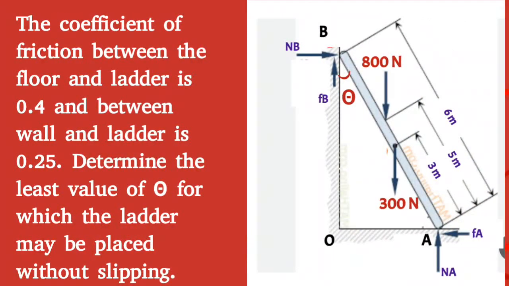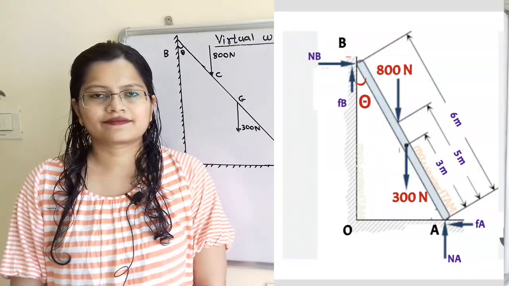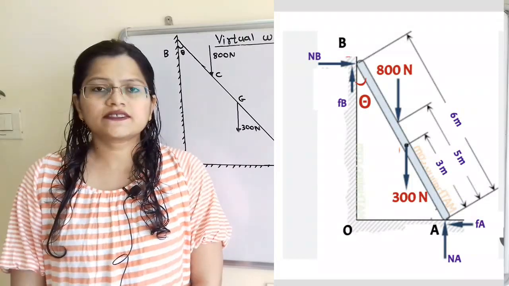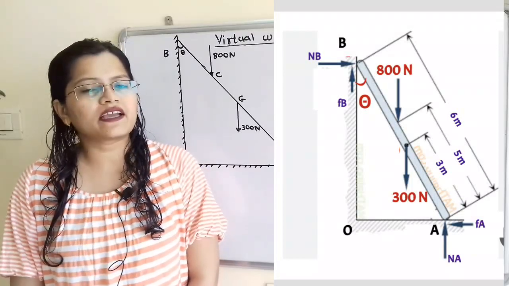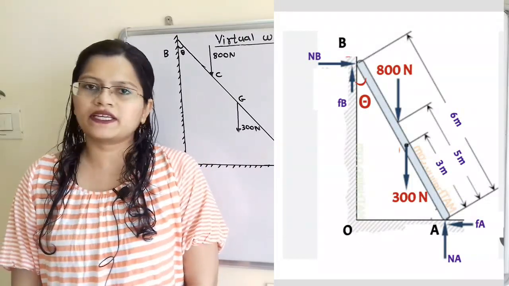Given question, the coefficient of friction between the floor and ladder is 0.4 and between the wall and ladder is 0.25. Determine the least value of theta for which ladder may be placed without slipping. In this question, we have to find out angle theta for the system in equilibrium.